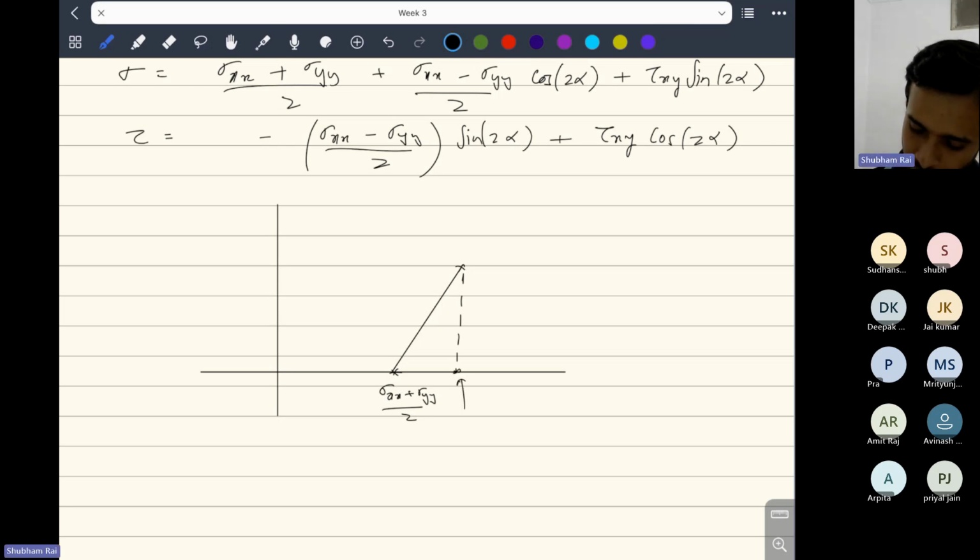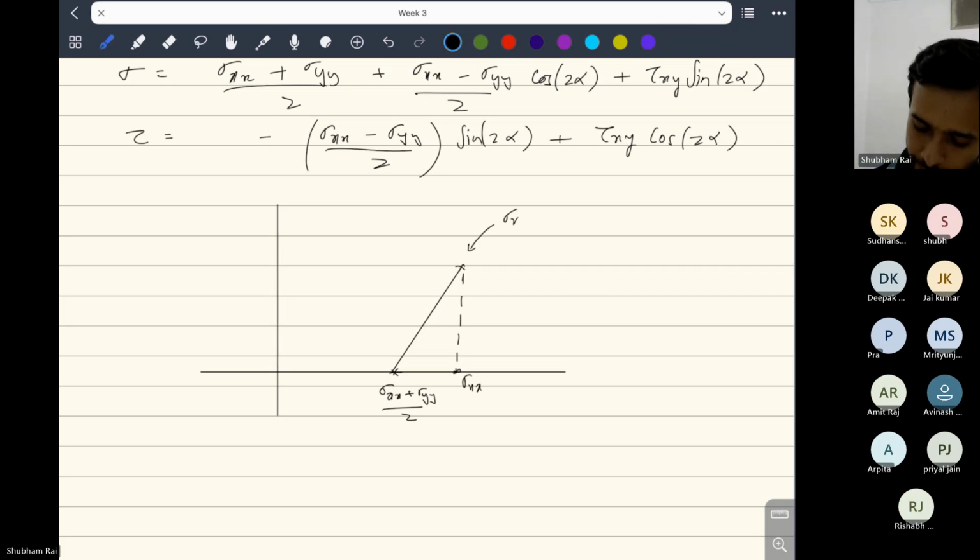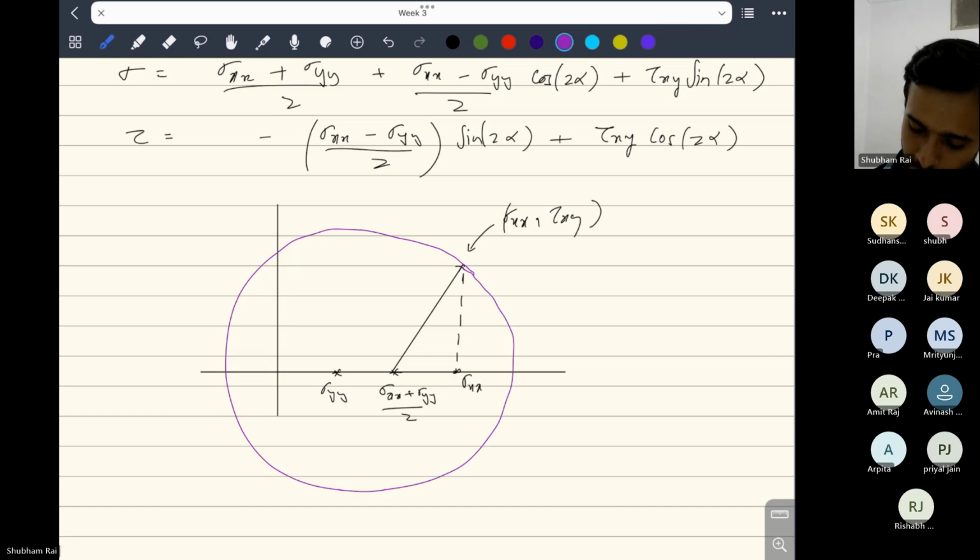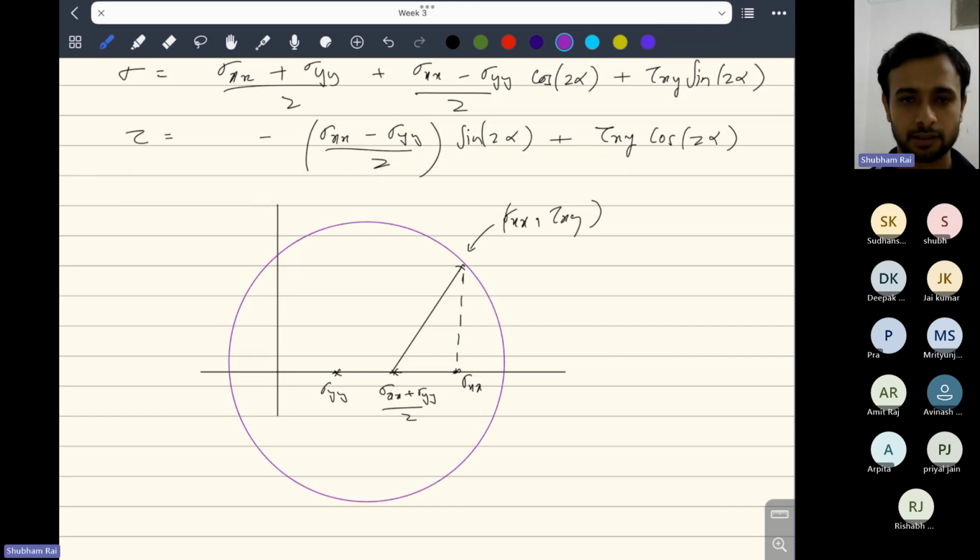This point here will be sigma xx, and this height will be tau xy. So this point will be sigma xx, tau xy. And somewhere here you have sigma yy also. Let's say here you have sigma yy. Okay, and if you take this as radius and draw a circle, you will get something like this. So this is your Mohr circle.